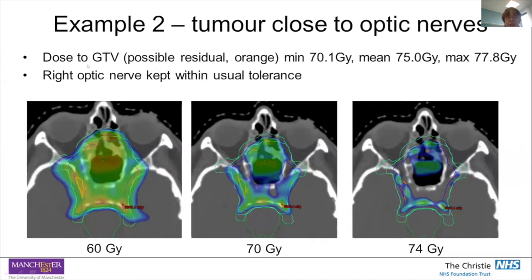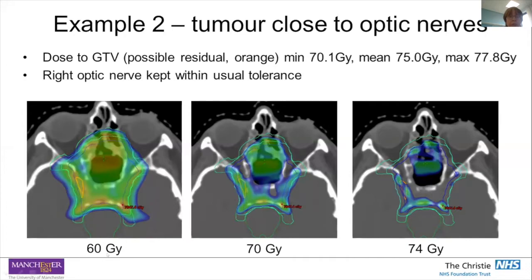So that residual was 3 mil from the right optic nerve, but fortunately sort of relatively favourable anatomy. And this shows the dose that we were able to get into that gross residual tumour. And so for chordoma, our prescription dose was 73.8 gray. We managed to get a minimum of around 70 gray, a maximum of nearly 78 gray, and a mean dose of 75 gray.